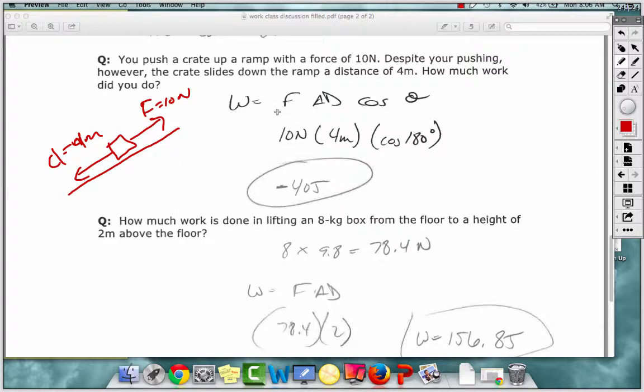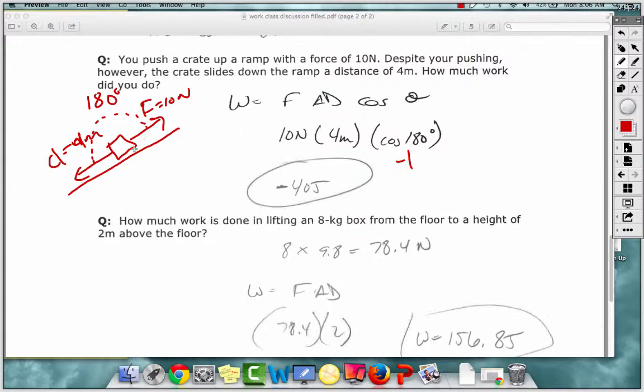Well, the formula for work is force times distance times the cosine of theta. The force is 10 newtons, the displacement is 4 meters, and you'll notice I have a cosine of 180. How come? Well, if you measure this angle between the force and the displacement, that's 180 degrees. If you take the cosine of 180, that gives you a -1. So -1 times any positive number is going to give you a negative answer, and so you can actually have negative work. It's -40 joules.